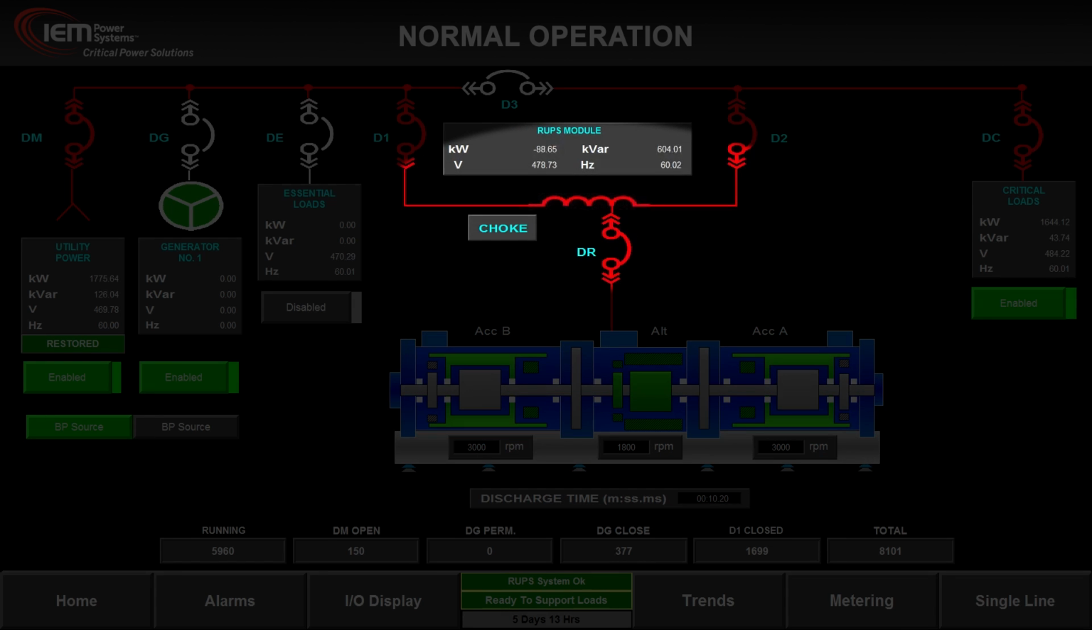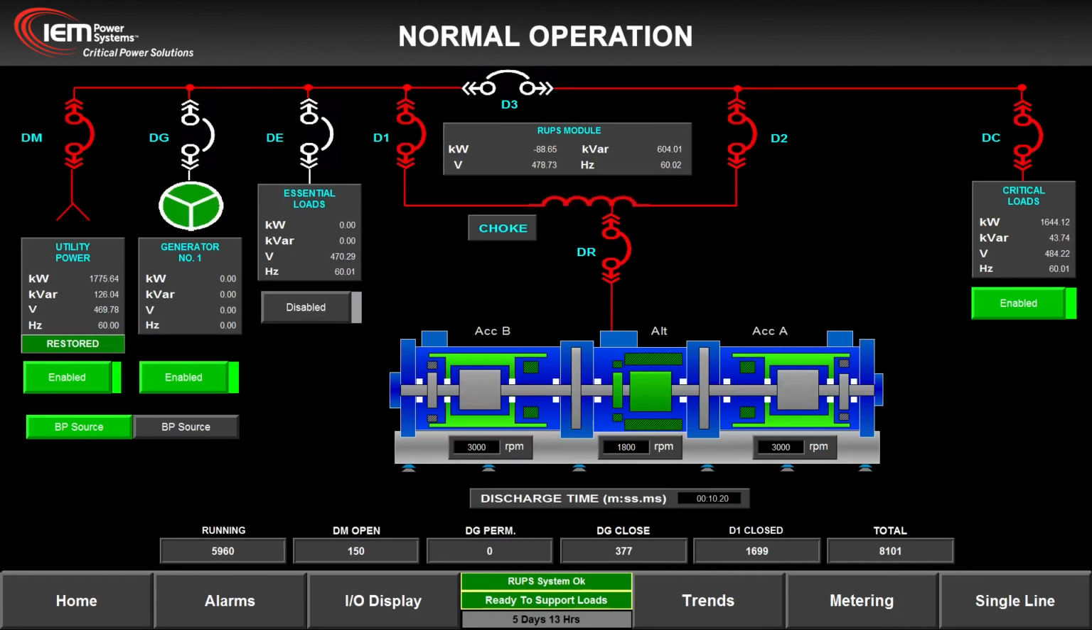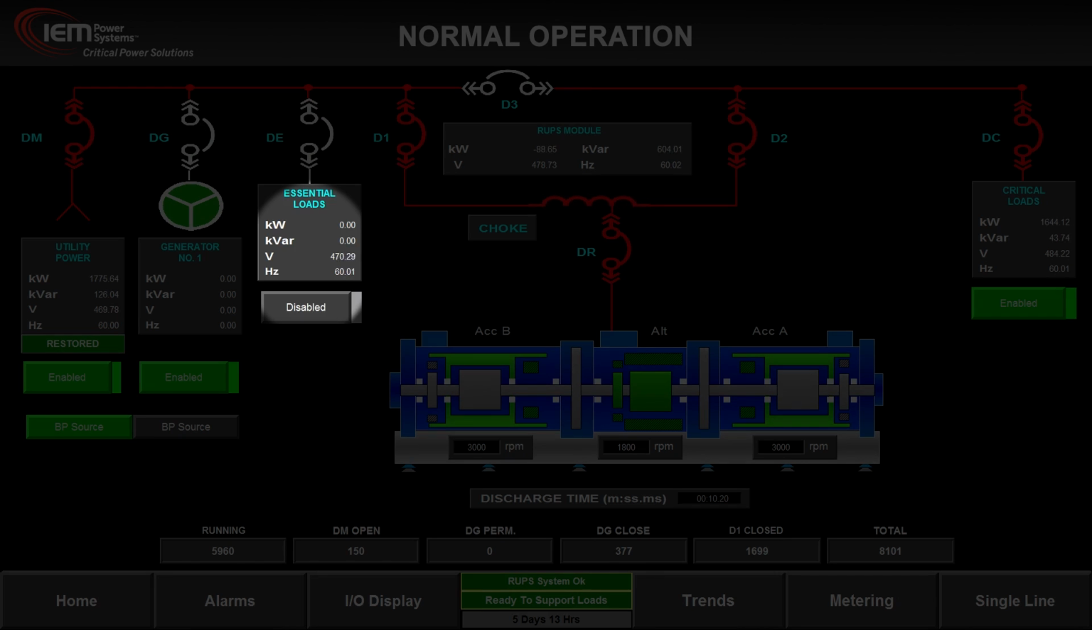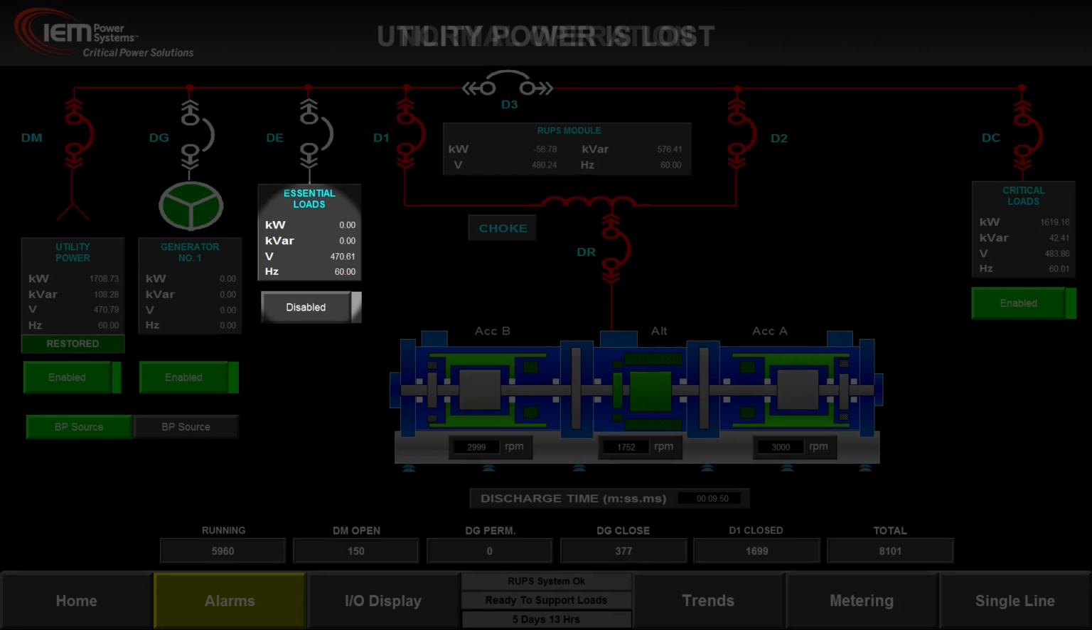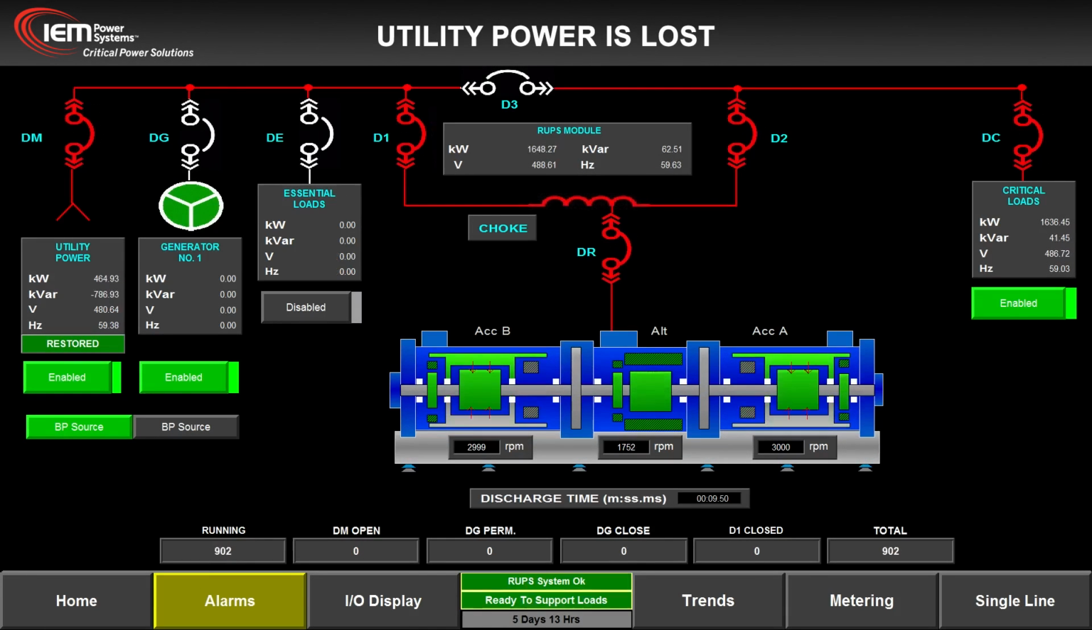At all times, power flows to the critical load through the UPS choke, and so the Rotoblock conditions all power supplied to it. For the purpose of this demonstration, all loads are regarded as critical, and so essential loads are zero throughout. Utility power is lost.